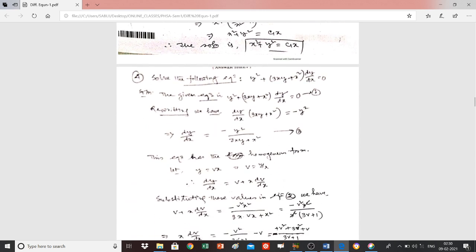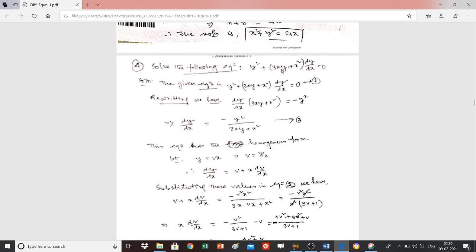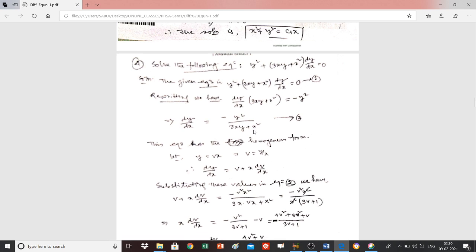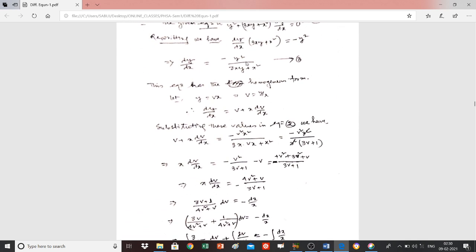Now another problem is there. This is y square plus 3xy plus x square dy by dx is equal to 0. From here you can write dy by dx into 3xy plus x square is equal to minus of y square, and from here dy by dx is equal to minus y square by 3xy plus x square. Now in this relation, this is also a homogeneous equation.